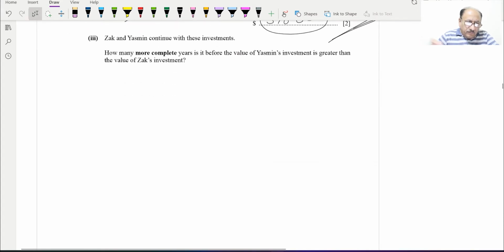Now third part is a little tricky. We need to find, if Zach and Yasmin continue with these investments, how many more complete years? This is important. How many more complete years before the value of Yasmin's investment is greater than the value of Zach's investment?